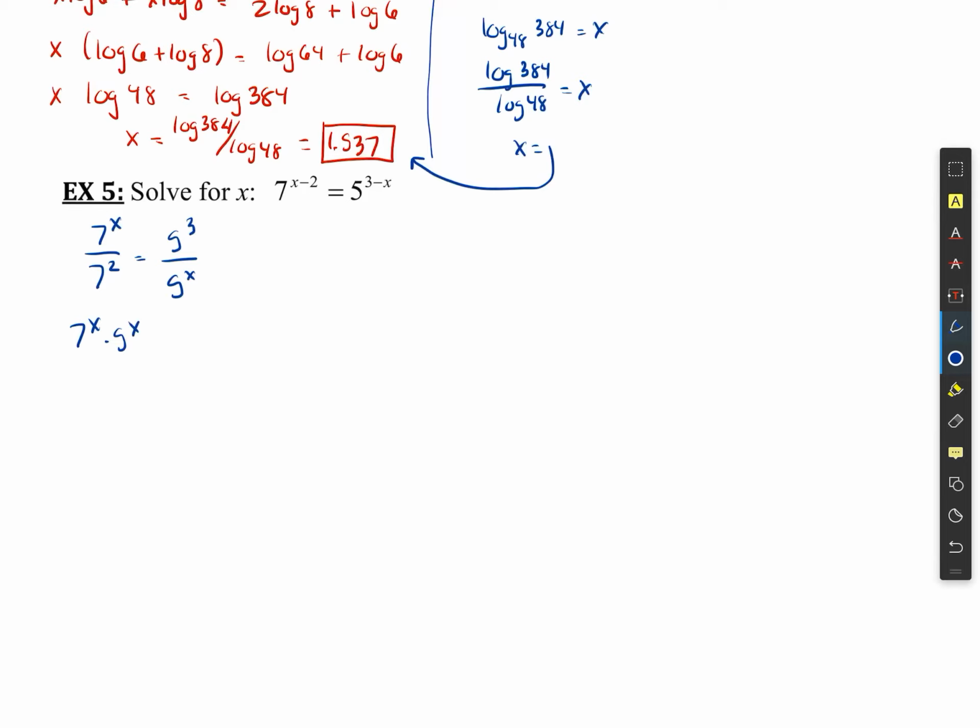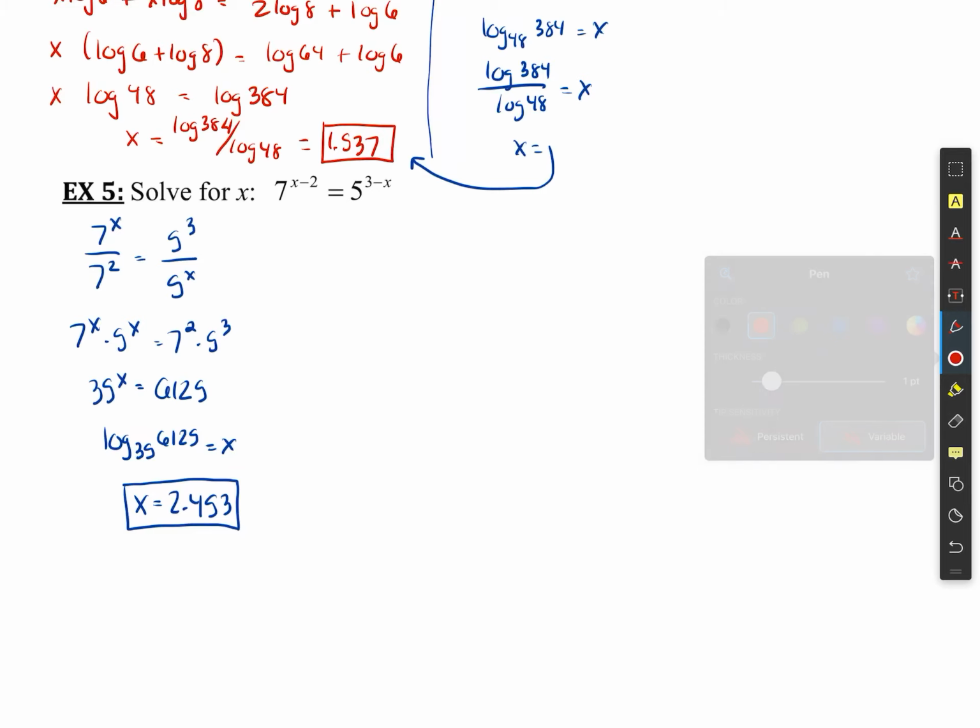7 to the x times 5 to the x equals 7 squared times 5 to the third. This becomes 35 to the x. 7 squared times 5 to the third becomes 6,125. Convert to log form. Log base 35 of 6,125 equals x. X equals, let's see, log 6125 divided by log 35, 2.453. That's with the exponent rule.